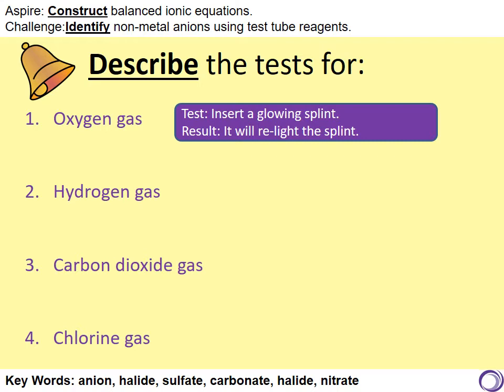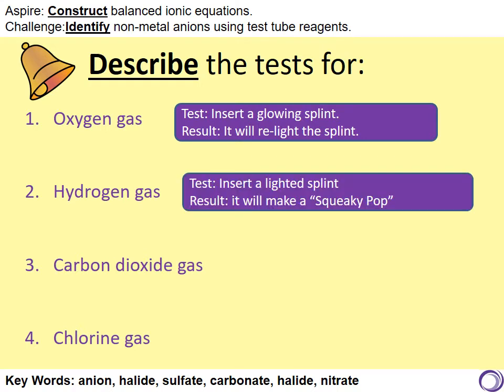The next one, the test for hydrogen gas, a personal favourite of mine. It is not the squeaky pop test, as many people write. The test is to insert a lighted splint. The result of that test, if hydrogen is present, is that a squeaky pop will be heard. Many students lose marks for this in exams by just writing the squeaky pop test.